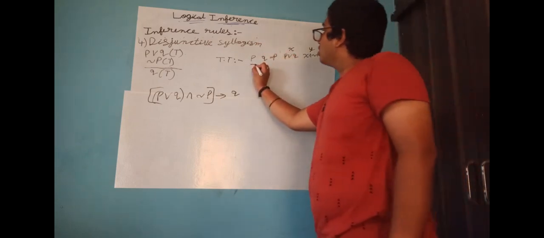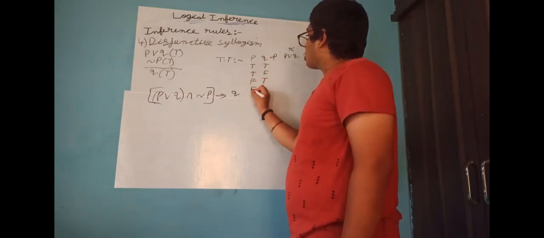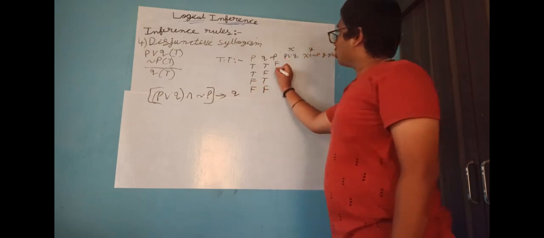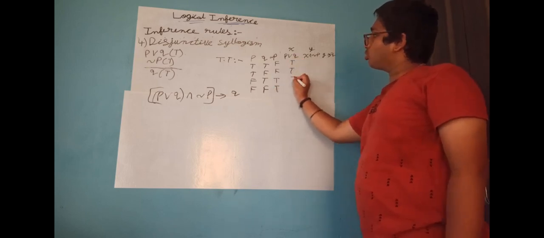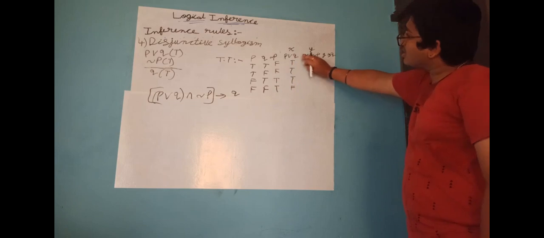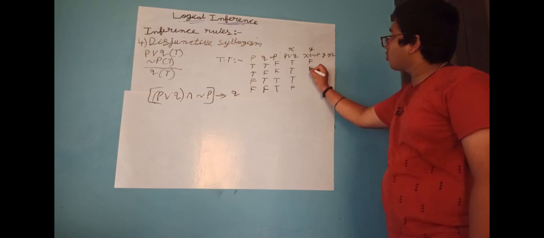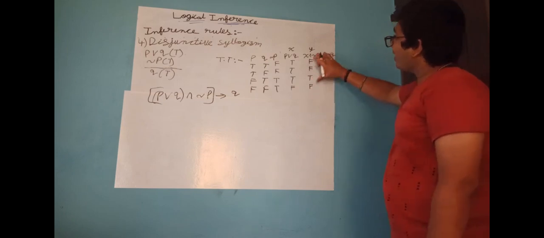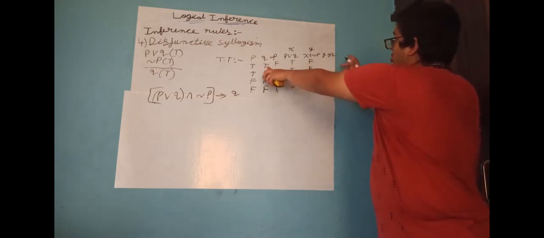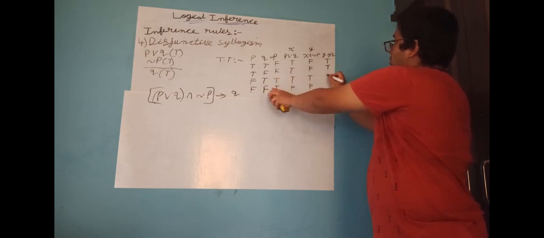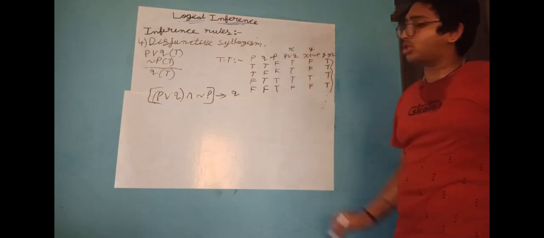then this rule will be verified. Disjunctive syllogism. First write the truth values: true, true, true, false, false, true, false, false. Negation P, opposite of P: false, false, true, true. P or Q: true, true, true, false. Now this is stored in X. X and the negation P: false, false, true, false. And this completes Y. Y implication Q we need to find: false implies true, true, false, false, true, true, true, true, false, false, true. Yes, we have proved it is a tautology. So disjunctive syllogism is verified.